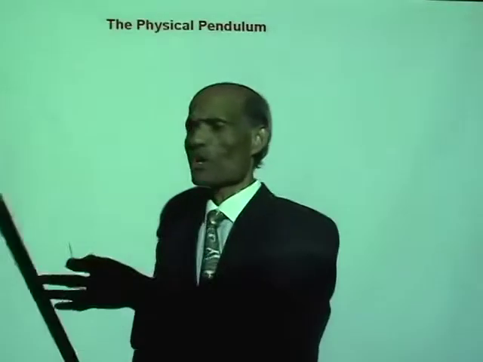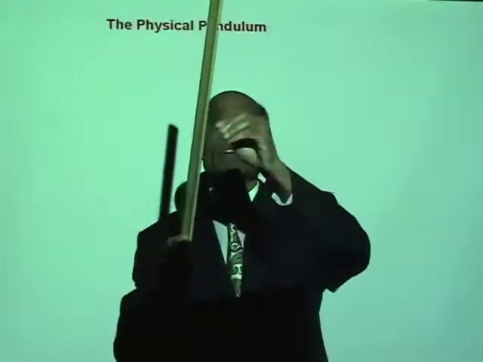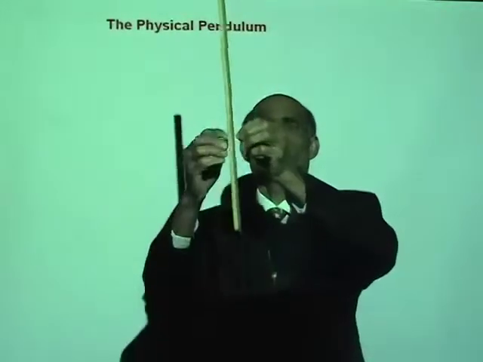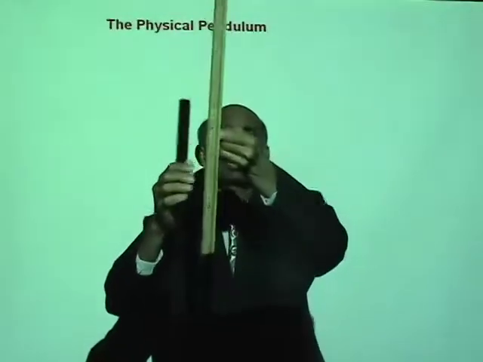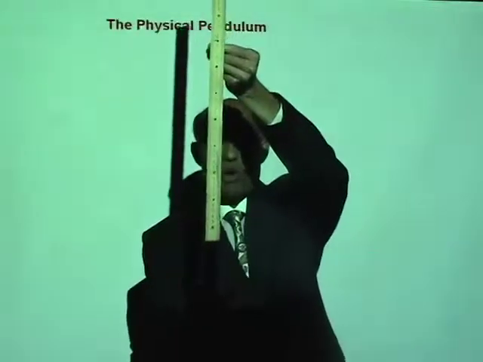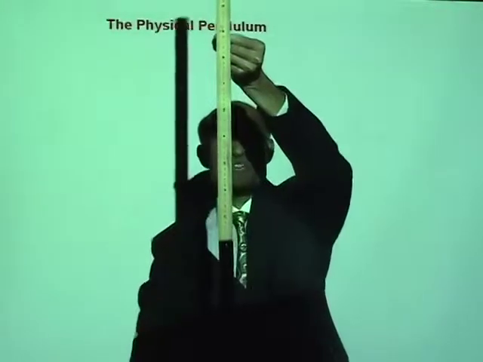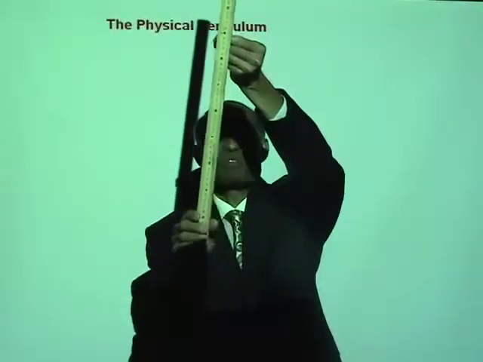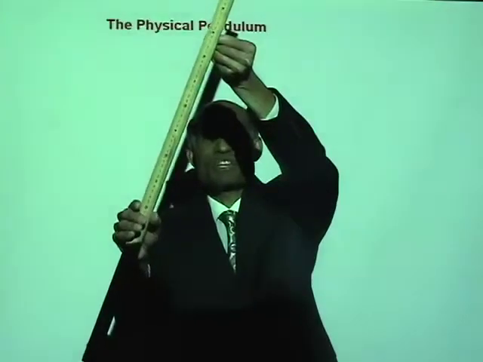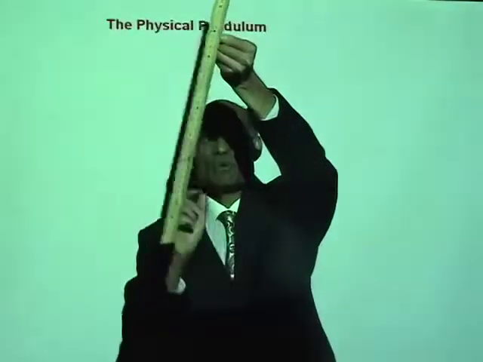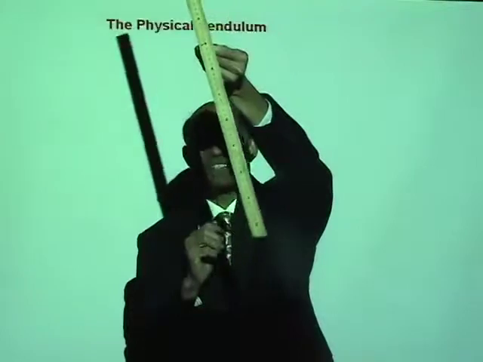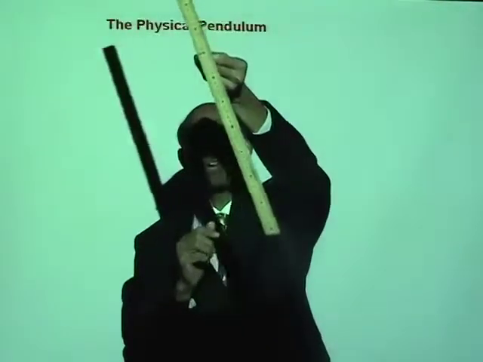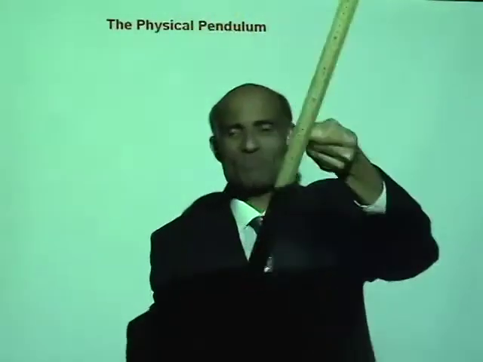Now, look at a meter rule I have. If I drill a hole in a meter rule and suspend it, allow it to hang from that hole, this is the equilibrium position of the ruler. If I now pull the ruler to one side, look at this, and leave, the ruler will oscillate about the mean position. This is called a physical pendulum.